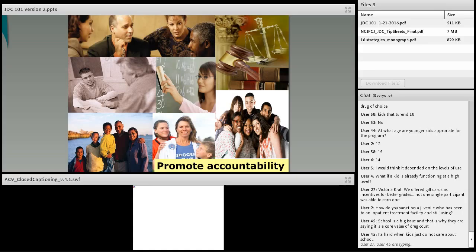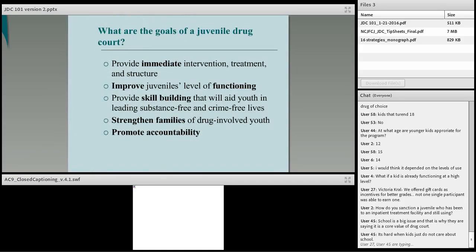All right, and I'm going to pause here and take a look at some of the things coming in on the chat. So Paul Young, you say, what if a kid is already functioning at a high level? Well, if you already have a kid who's functioning at a high level, that might mean that they don't have a high enough need for your services and might not be appropriate. So if you have a lot of kids in your juvenile drug court that are kind of functioning at that level, I would say you'd want to think about your target population and whether or not you're getting the kids that really benefit from the services you have.